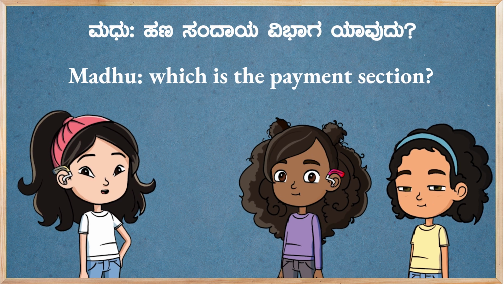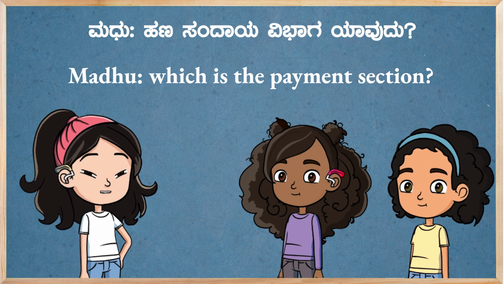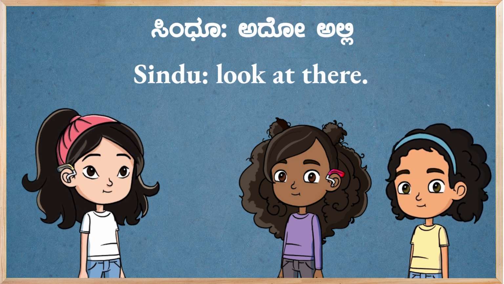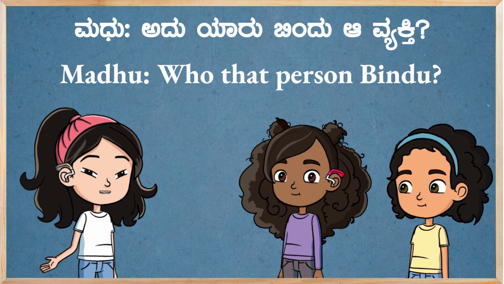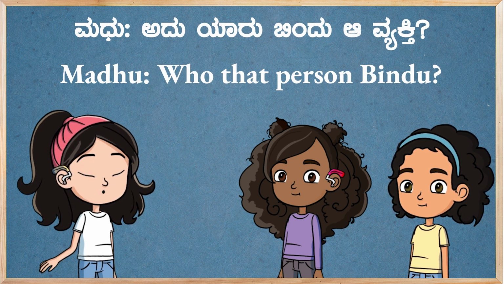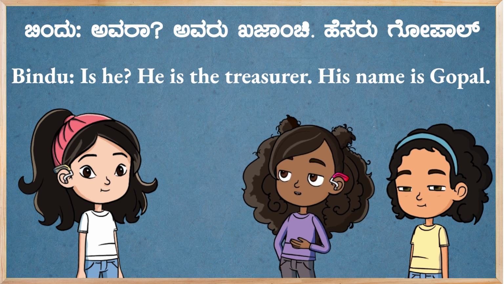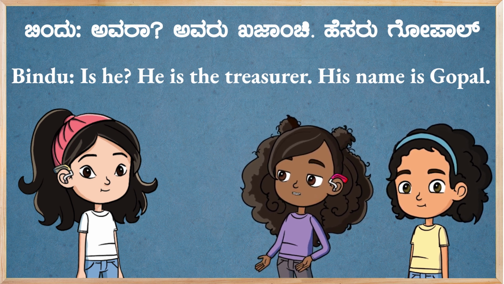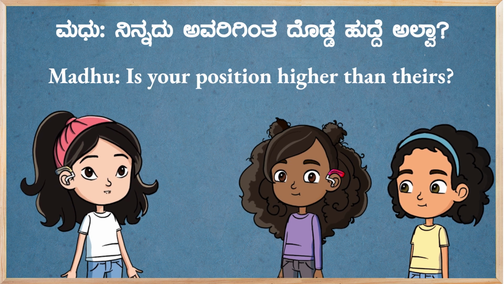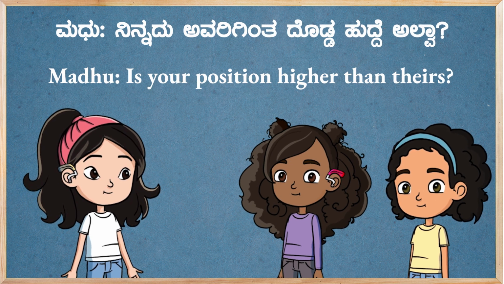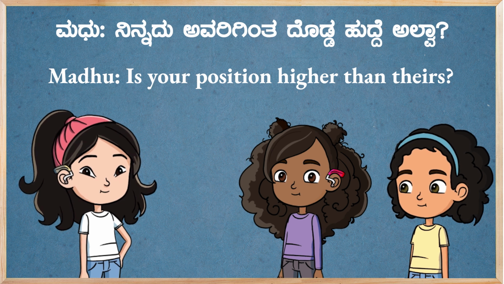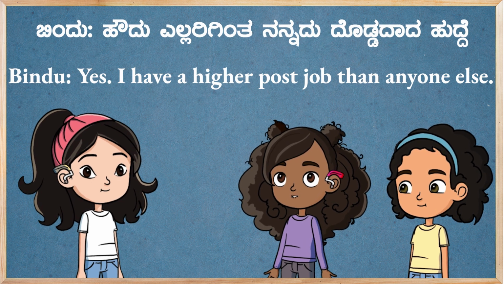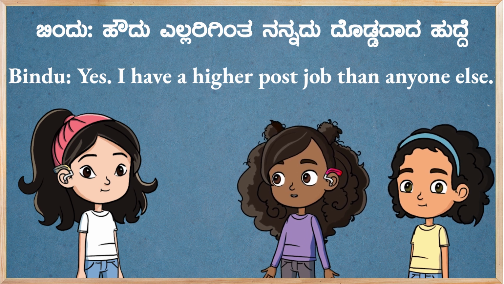ಹಣ ಸಂದಾಯ ವಿಭಾಗ ಯಾವುದು? Which is the payment section? ಅದೋ ಅಲ್ಲಿ, look over there. ಅದು ಯಾರು ಬಿಂದು? ಆ ವ್ಯಕ್ತಿ? Who is that person, Bindu? ಅವರು ಖಜಾಂಚಿ. ಹೆಸರು ಗೋಪಾಲ್. He is the treasurer. His name is Gopal. ನಿನ್ನದು ಅವರಿಗಿಂತ ದೊಡ್ಡ ಹುದ್ದೆ ಅಲ್ವಾ? Is your position higher than theirs? ಹೌದು, ಎಲ್ಲರಿಗಿಂತ ನನ್ನದು ದೊಡ್ಡದಾದ ಹುದ್ದೆ. Yes, I have a higher post than anyone else.